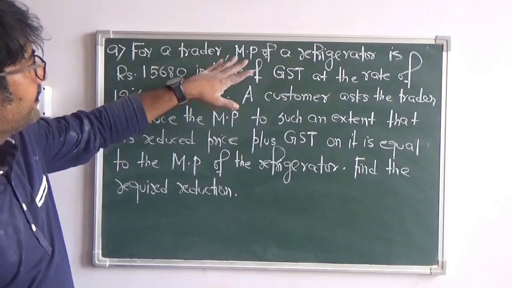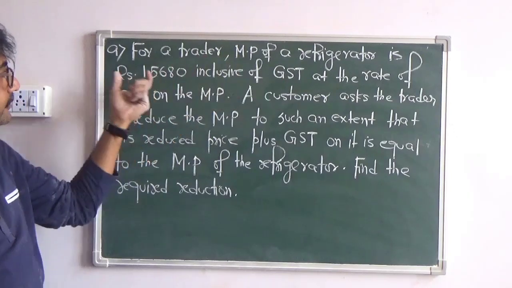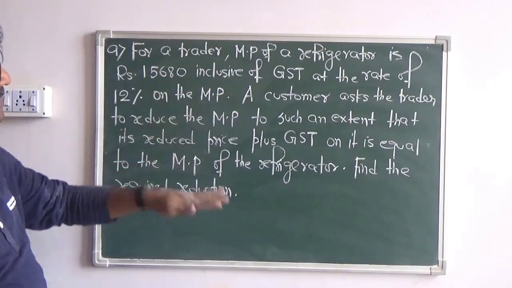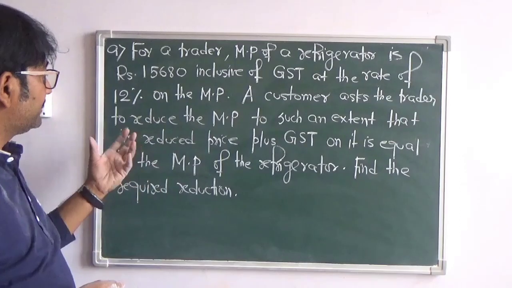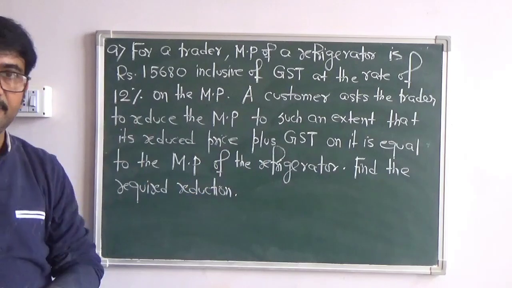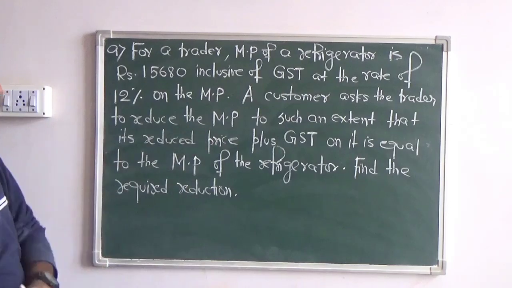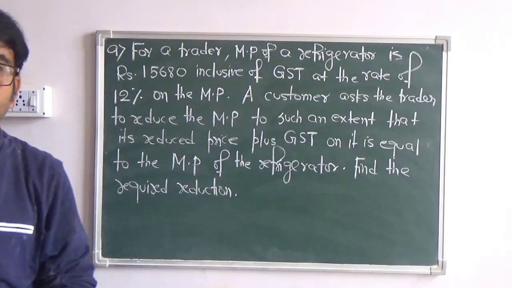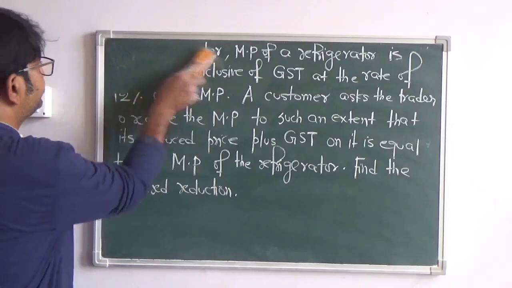For a trader, the mark price of a refrigerator is rupees 15680 inclusive of GST. So in 15680, GST is already included at the rate of 12% on the mark price. Now the customer asks the trader to reduce the mark price to such an extent that the reduced price plus GST on it is equal to the mark price of the refrigerator. So the customer wants to pay a total amount of 15680 only, which is required. So let us solve it first, then we will explain.